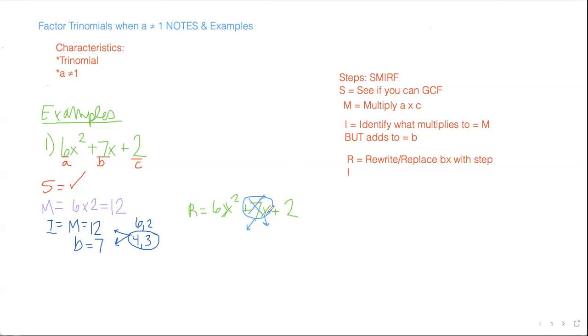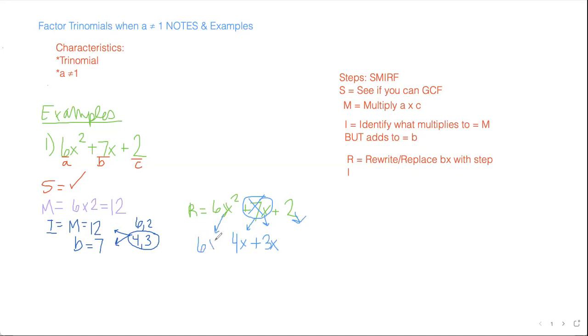So that's what I'm doing. I'm taking the 7x and breaking it up into the I that I identified. So this breaks up to be the 4x plus 3x. It does not matter the order that you write it in. If you want to do 3x plus 4x, it's not going to matter. You're going to come up with the same solution in the end. But then we have to bring down the A and the C still. So still bring down the first and the last term.